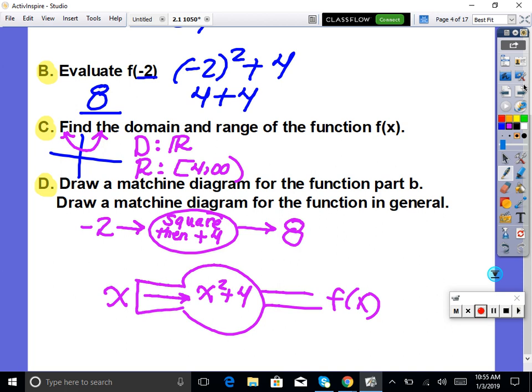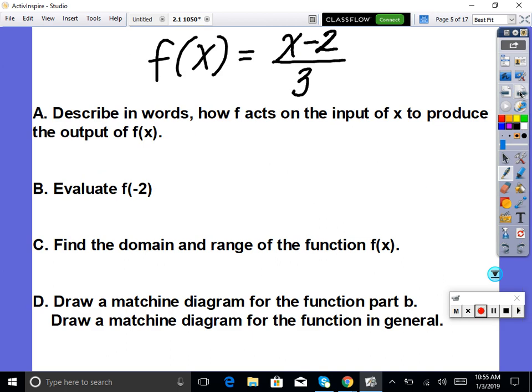Example, same idea. Describe in words how f acts on the input of x to produce the output f of x. Tell me what we're doing to get an answer. Subtracting 2 then. So we would just write that: subtract 2. Then, after that, we divide by 3.